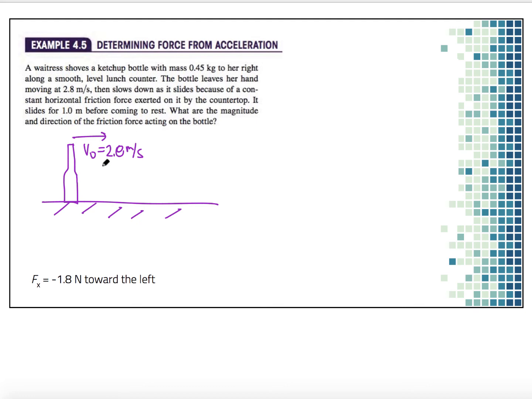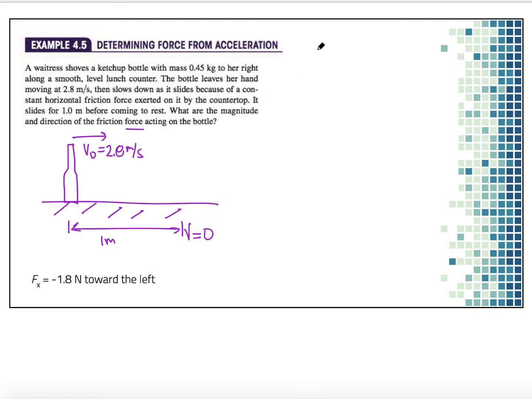Then it slows down because the countertop has friction, and it slides for a whole meter before it stops. So over here, its velocity is 0. So what is the magnitude and direction of this friction force that slows the bottle down to a stop?